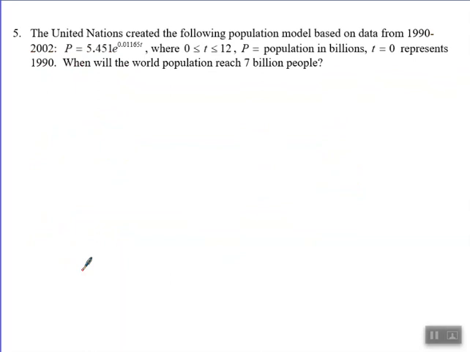Here we have a slightly different problem. It tells us the United Nations created the following population model based on data from 1990 to 2002, and it gives us our function, where t is between 0 and 12. P is the population in billions of the world. t equals 0 represents 1990, and we want to know when the world population will reach 7 billion people. So, if we want to know when the world population is 7 billion, we need to plug 7 in for P.